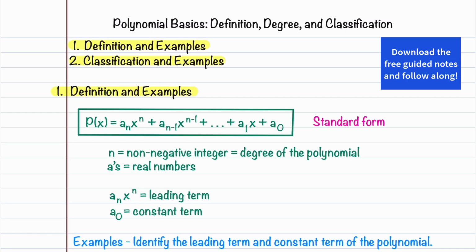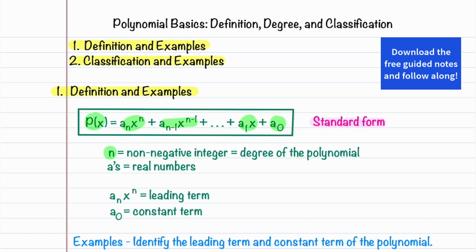A polynomial is typically defined as p of x, and it's equal to aₙxⁿ + aₙ₋₁xⁿ⁻¹. Notice that the power of x is getting smaller, all the way down to a₁x + a₀. If a polynomial is written like this, it's said to be written in standard form.